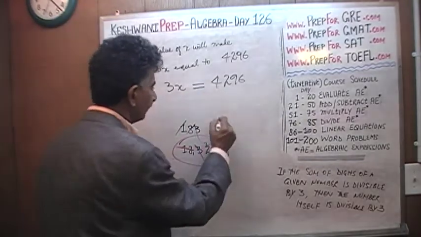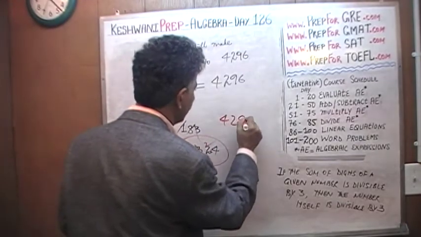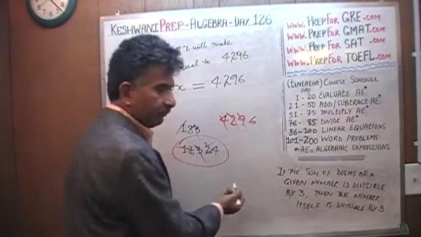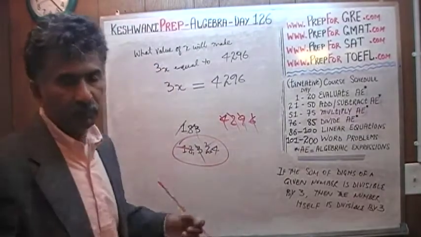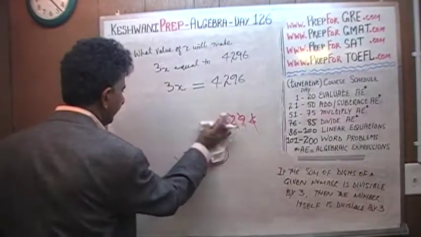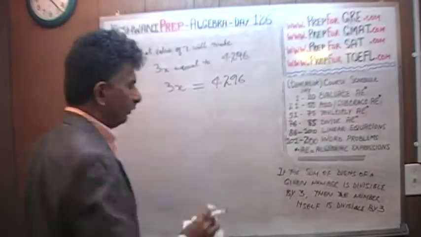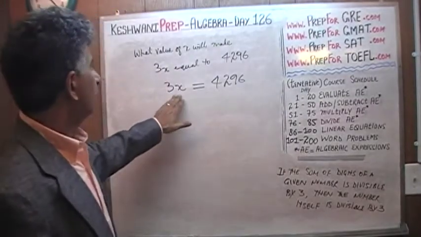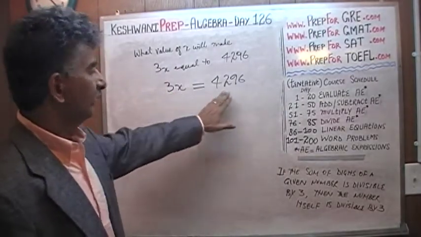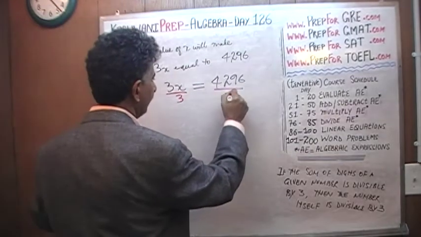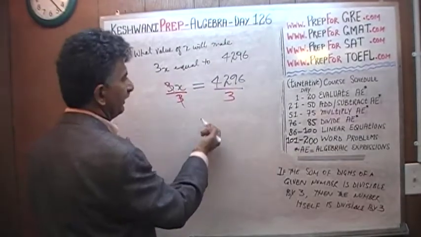What I was doing was this. 4,296, but 4 plus 2 is 6, that's divisible by 3, 9 is divisible by 3, and 6 is divisible by 3, so the whole number is divisible by 3. Let's divide it, shall we? That's what we have to find out here. The question simply is, what value of x will make 3 times x equal to this quantity? Divide both sides by 3 to get x by itself. Now we have to divide this number by 3.